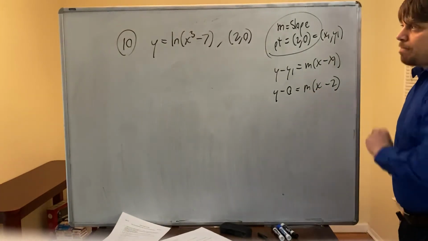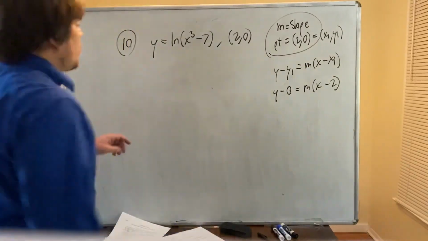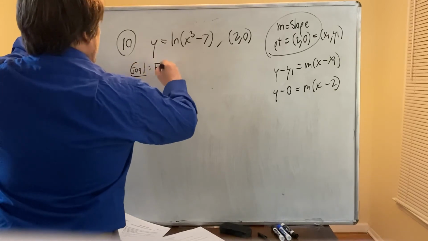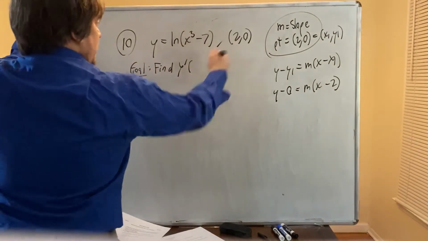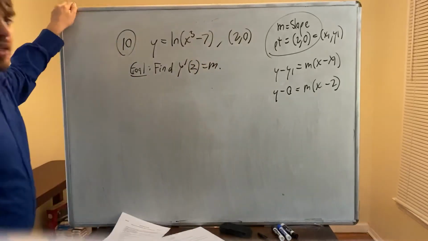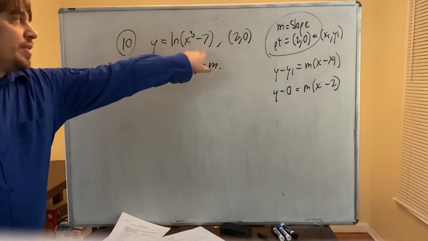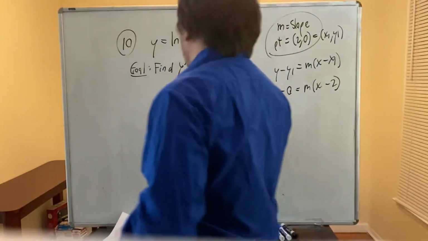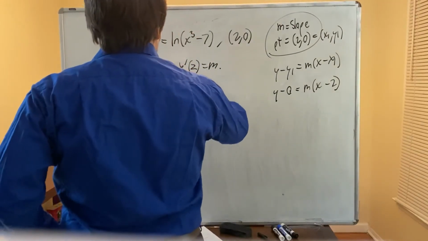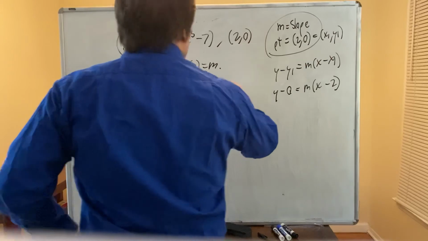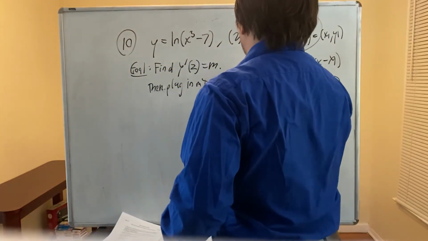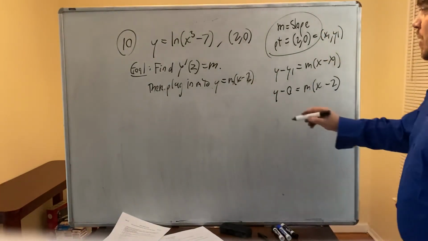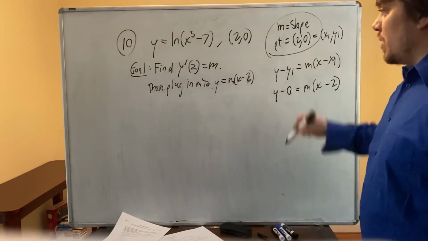The slope of a tangent line to this graph at that point means the goal is to find the derivative of that function at x equals 2, and that equals the slope of the tangent line at that point. So the slope is y prime of 2. We're going to find that and plug it in for m in y equals m times x minus 2, because it's y minus 0 there. Okay, so that's the goal.